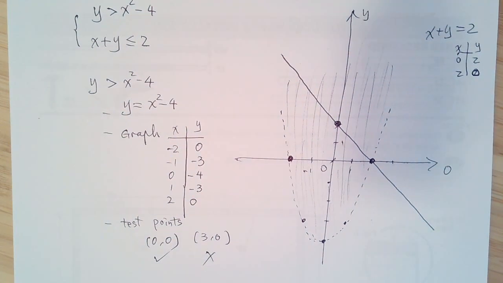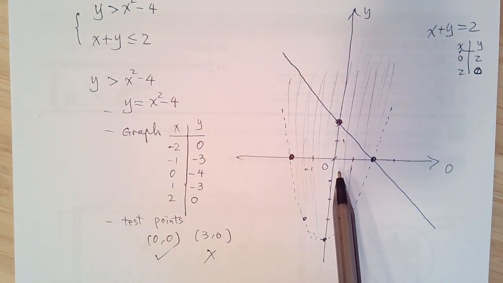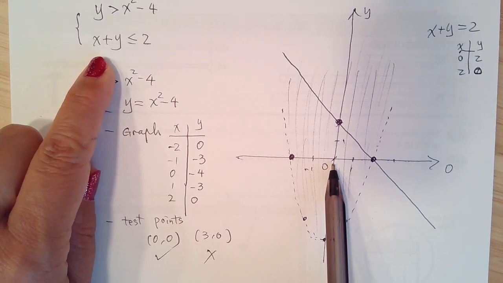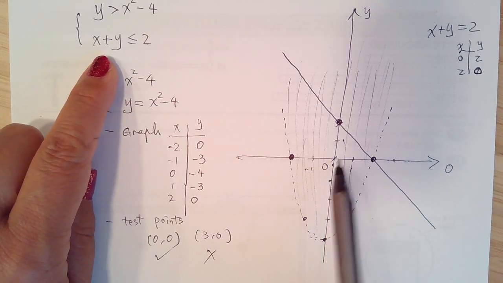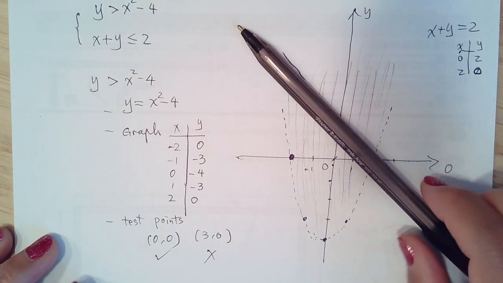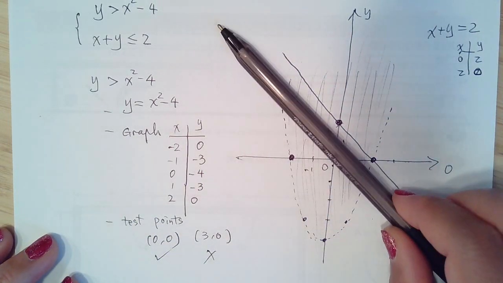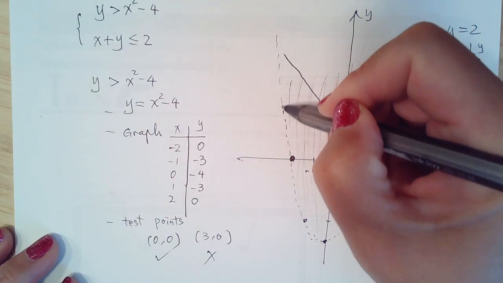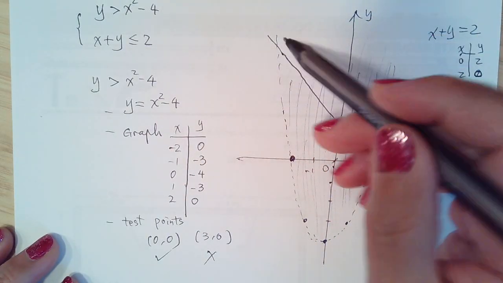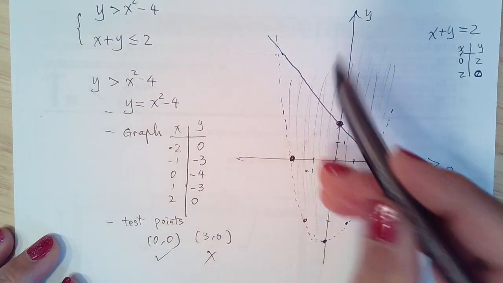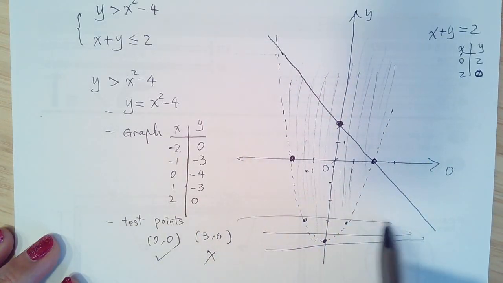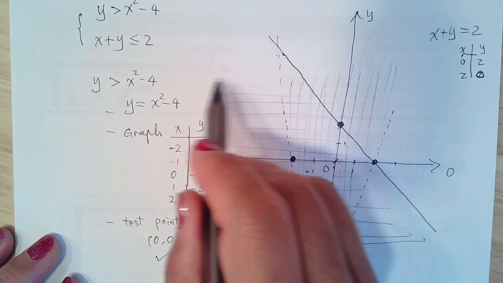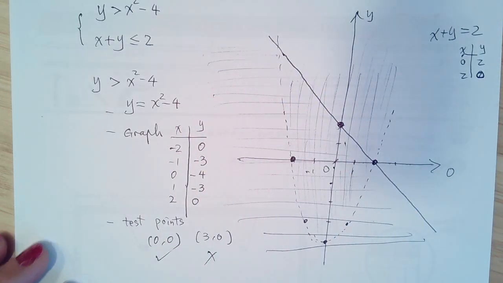All right, now I become a little lazy. I only choose 0, 0. So let's see, is 0 plus 0 less than or equal to 2? Yes. So therefore, from this line all the way to this side, because I need to go to this region, which includes 0, 0. Everything to the left of this line is going to be my second solution region.